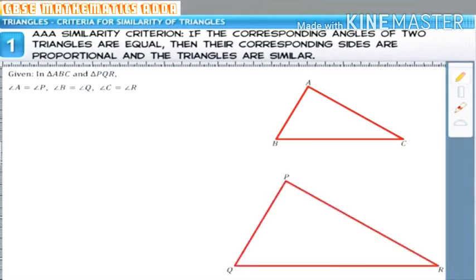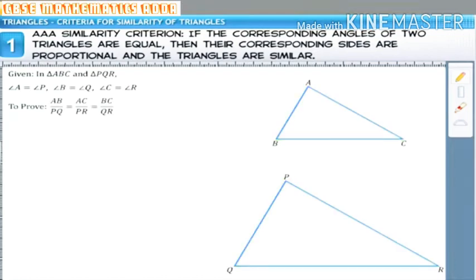So when the two triangles are similar, the corresponding angles are equal and the corresponding sides are in proportion. So here we need to prove AB divided by PQ is equal to AC divided by PR is equal to BC divided by QR. And to prove this theorem, a construction is required.